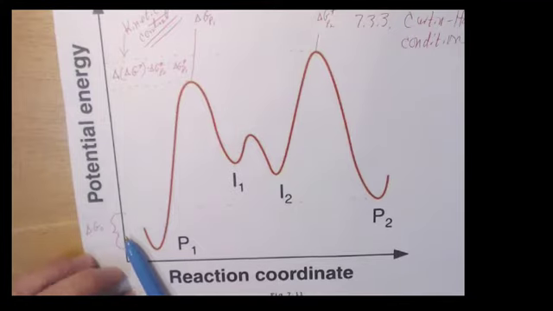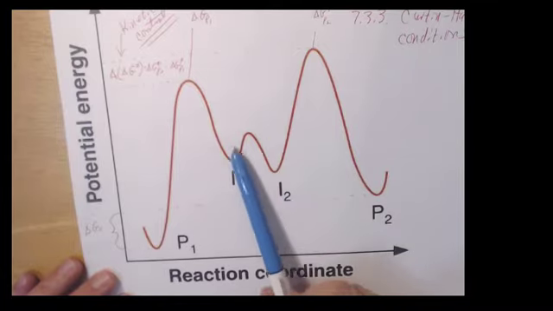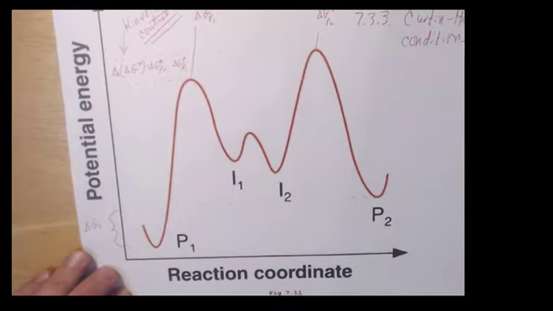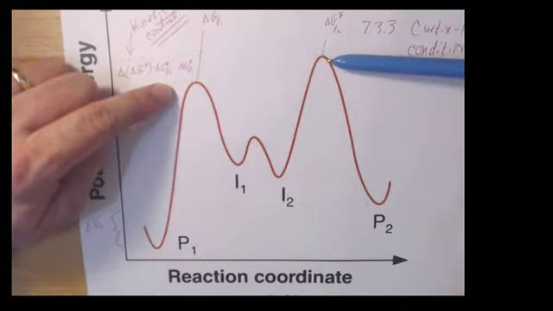Now, if we're under kinetic control, again, our intermediates in Curtin-Hammett conditions are interconverting rapidly on the time scale of the next step of the reaction. So in this case, under kinetic control, it's the difference in these two energies.